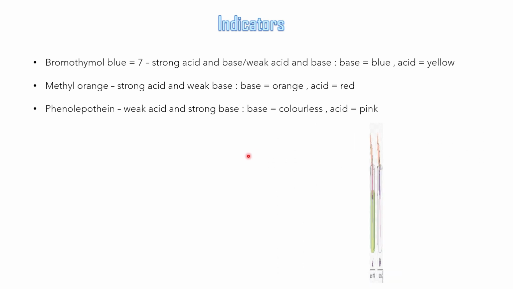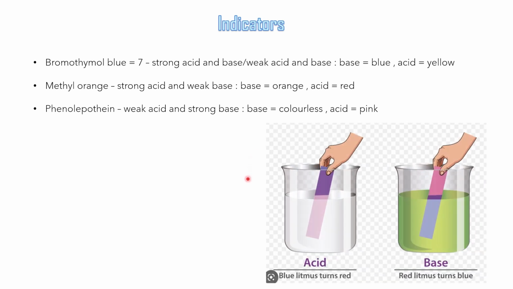However, we must not forget about our litmus paper. In an acid, blue litmus paper turns red, and in a base, red litmus paper turns blue.